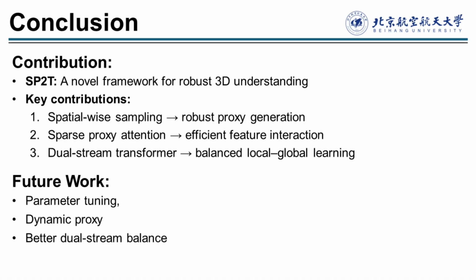To summarize: SP2T is a framework for robust 3D understanding that combines spatial-wise sampling for reliable proxy generation on diverse geometries, sparse proxy attention for efficient feature exchange between points and proxies, and a dual-stream transformer for balanced local-global learning. For future work, we plan to explore parameter tuning, dynamic proxies, and refining the dual-stream balance to push accuracy-efficiency trade-offs even further. Thank you for watching.